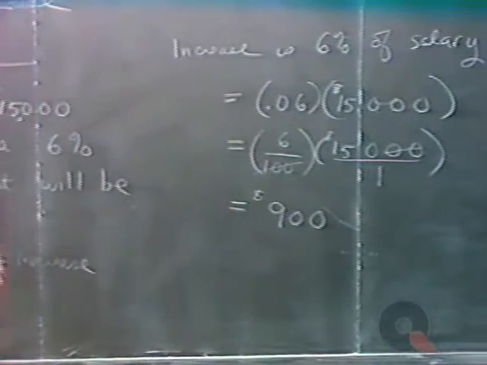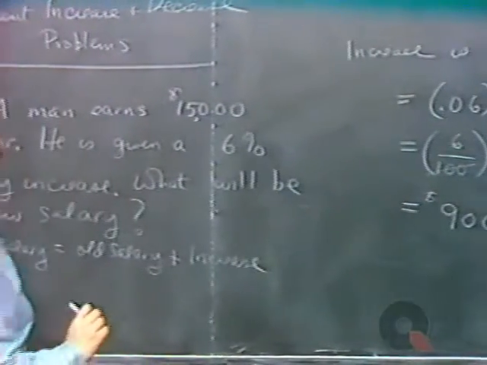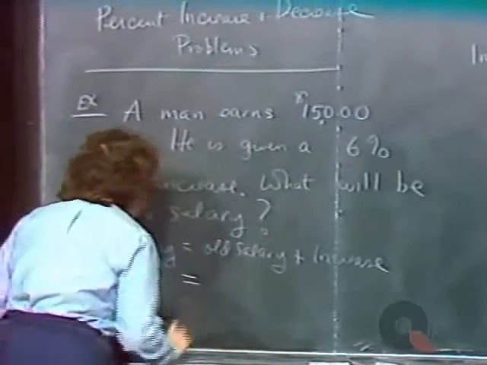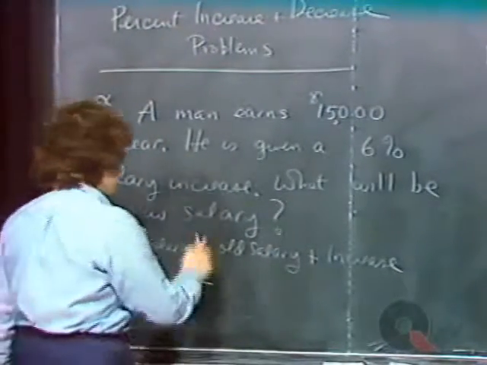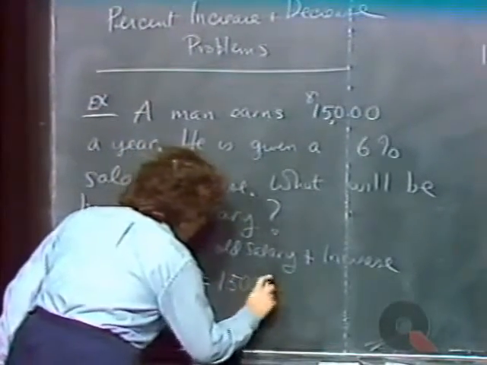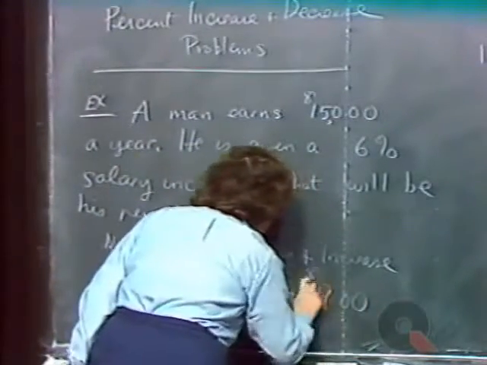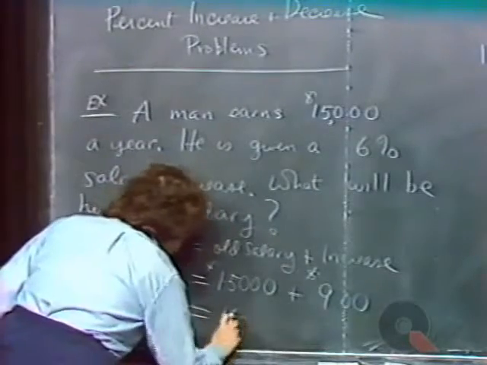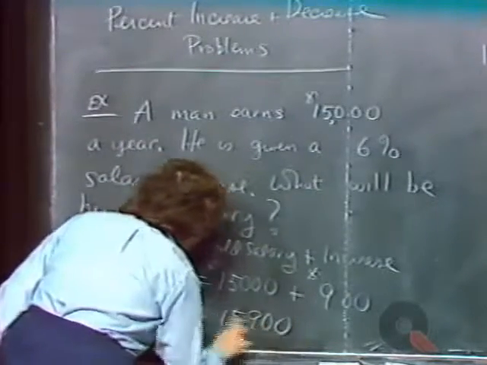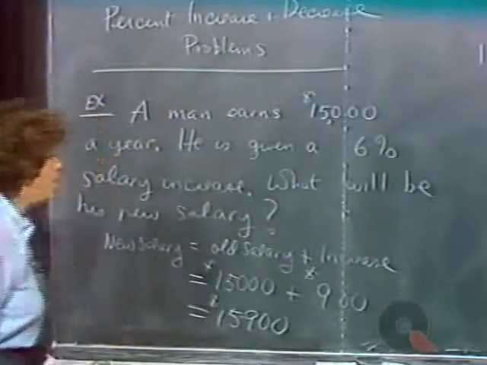Okay, the answer to the problem, however, is not $900. The new salary is the old salary, which was $15,000, plus the increase, which we have computed to be $900. So his new salary, and the correct answer to this problem, is $15,900.